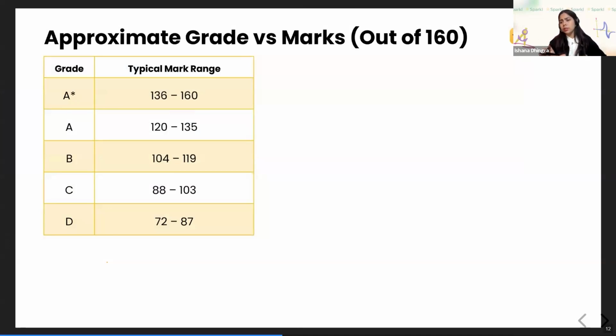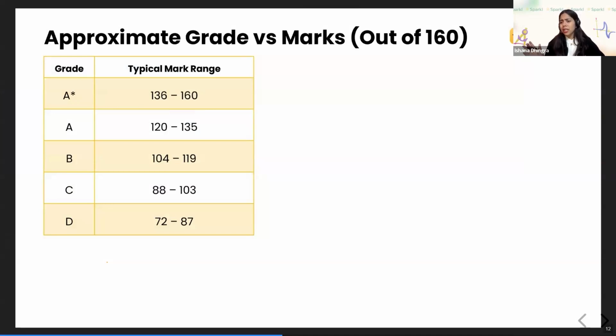Now, this is approximate grade versus marks. This is not a fixed trend. This keeps on changing depending upon the level of difficulty of the paper and the average performance of the students. So for a typical mark range of around 136 to 160, you're getting an A star. So even if you get one or two questions incorrect, you can still get an A star. It's not like you have to get 100% to get an A star.